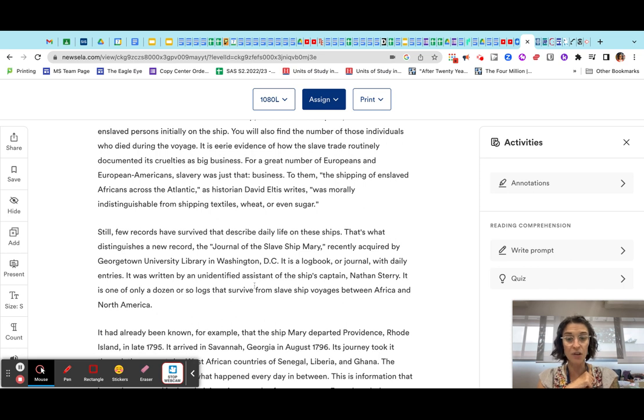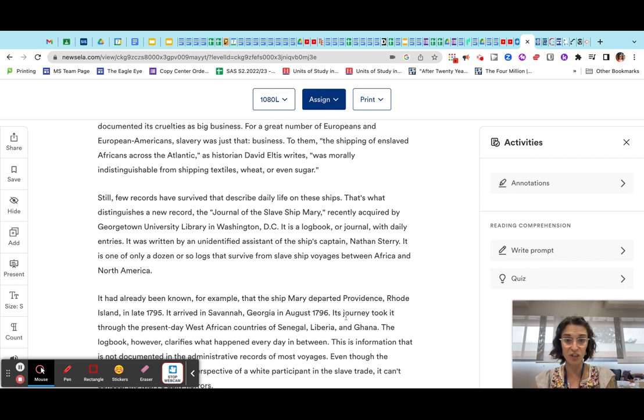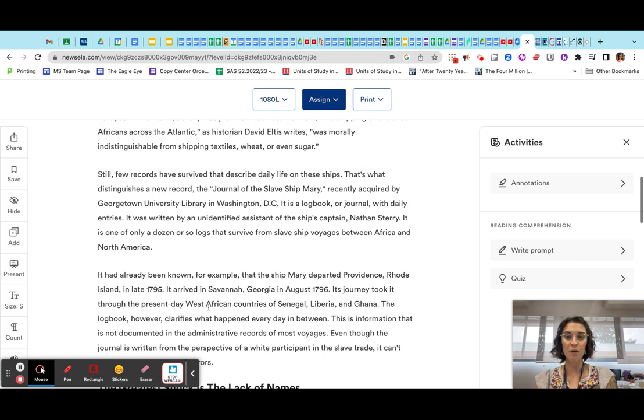It is one of only a dozen or so logs that survive from slave ship voyages between Africa and North America. It has already been known, for example, the ship Mary departed Providence, Rhode Island in late 1795. It arrived in Savannah, Georgia in August 1796.